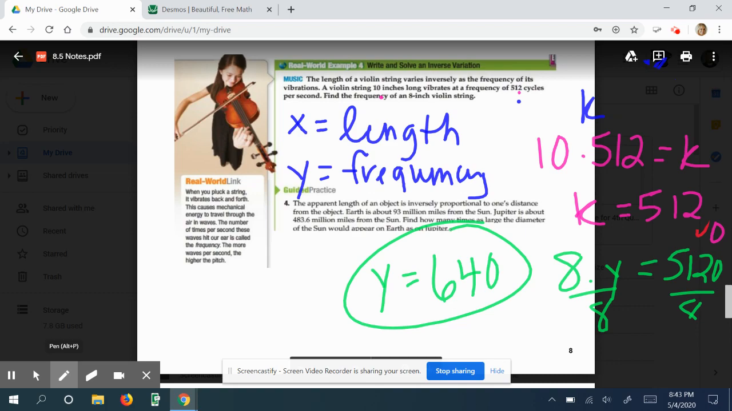Here's a guided practice problem that has to do with the distance of an object from, in this case, it says Earth is 93 miles from the sun. Jupiter is about 483.6 miles from the sun. Find how many times larger the diameter of the sun would appear on Earth as on Jupiter.